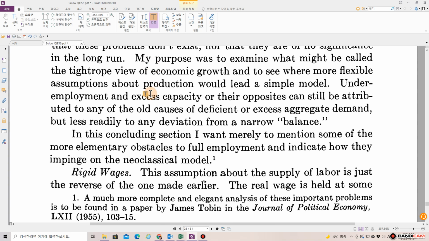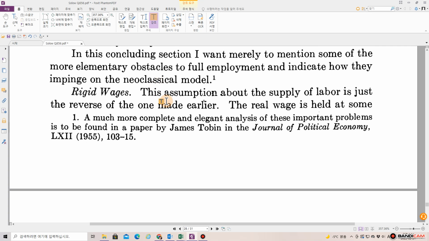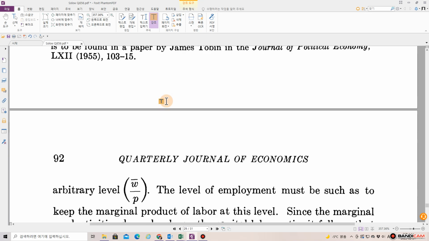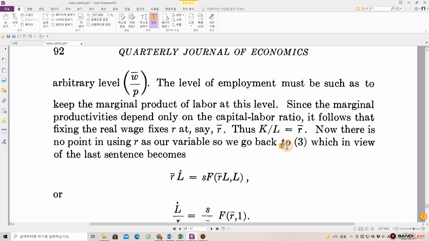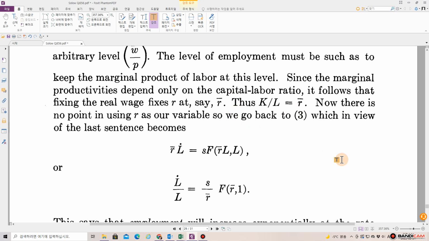In this conclusion section, I want merely to mention some of the more elementary obstacles to full employment and indicate how they impinge on the neoclassical model. Rigid wages. This assumption about the supply of labor is just the reverse of the one made earlier. The real wage is held at some arbitrary level, W bar over P. The level of employment must be such as to keep the marginal product of labor at this level. Since the marginal productivities depend only on the capital labor ratio, it follows that fixing the real wage fixes r at, say, r bar. Thus, K over L should be equal to r bar.